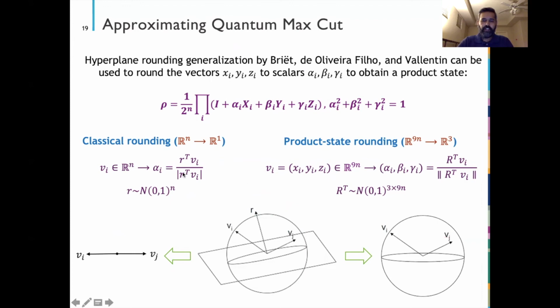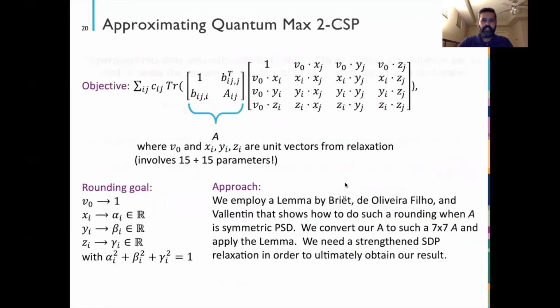So the rounding algorithms, again: here we're rounding vectors to scalars. Here we're rounding vectors to collections of scalars to get 3-dimensional vectors. And they have to be normalized. So briefly, I want to mention how this recipe differs for our problem.